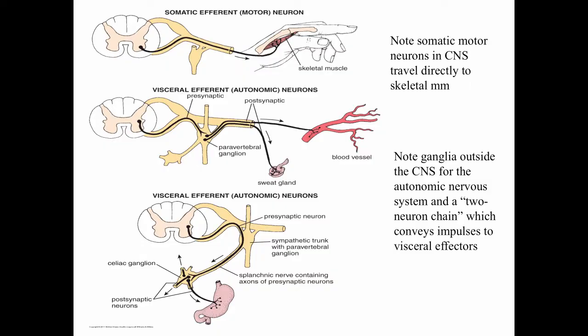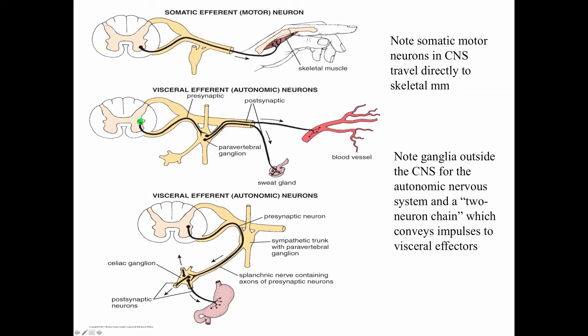Note in this figure the somatic motor neurons have cell bodies in the central nervous system, and the axons travel directly to skeletal muscle, where they innervate the skeletal muscle. On the other hand, note in the autonomic nervous system there are ganglia outside the central nervous system.